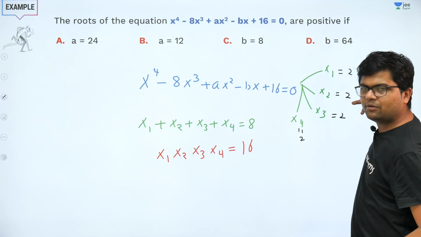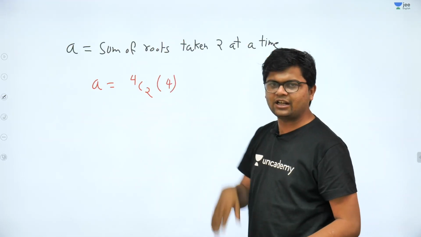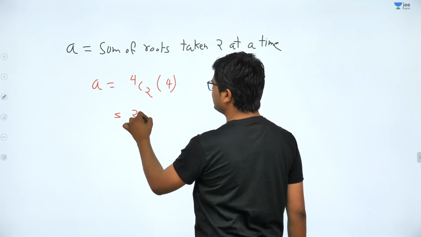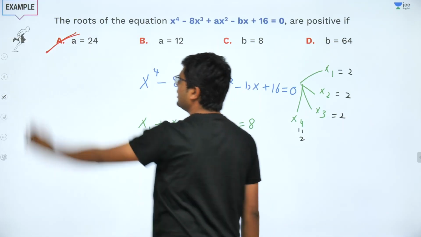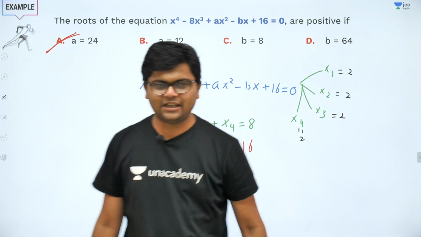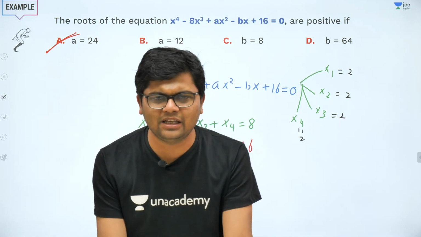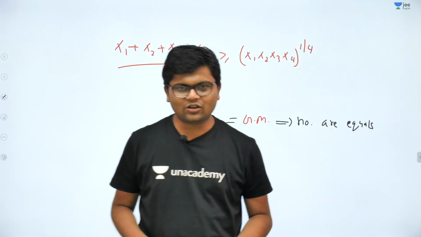2 into 2, 4 will become, and there are 6 pairs like that: alpha beta, beta gamma, alpha delta, like that 6 pairs will be there. So 4C2, 6 into 4, the answer will come out to be 24. So a is 24. If you calculate the value of b, it will come out to be 32. That I am telling you, if you want to calculate b, that is no problem, it will come out to be 32. Is that okay with everyone?